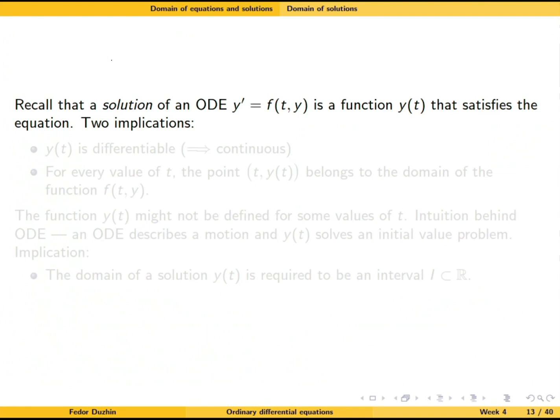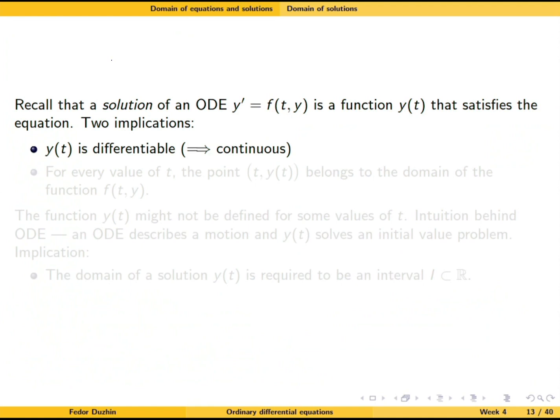Until now, we've been working with differential equations and their solutions without explicitly defining the concept. So let us do it now. Let us define it in a rigorous mathematical manner. Basically, recall that a solution of a differential equation is a function that turns it into a right equality, right?